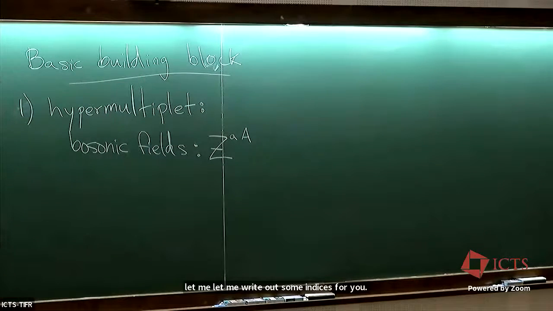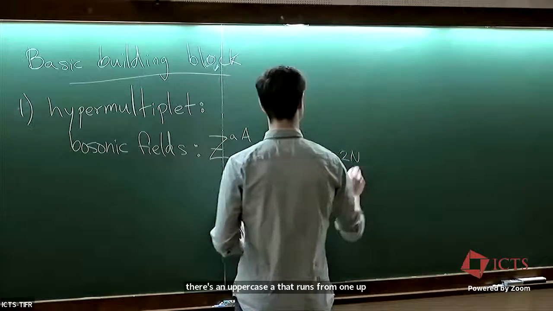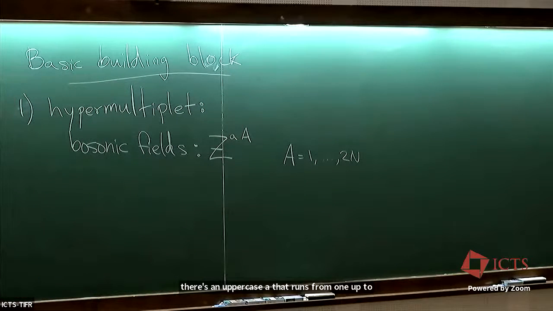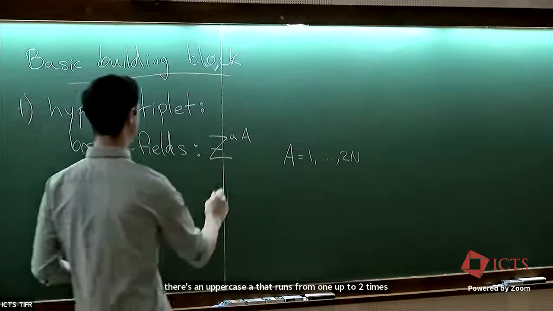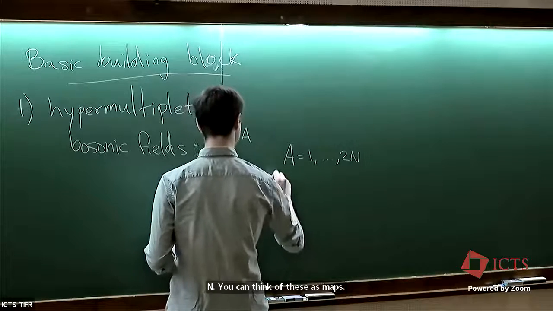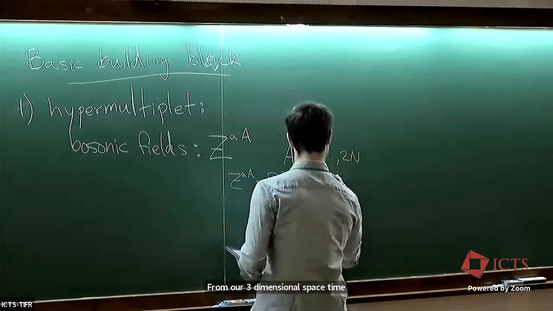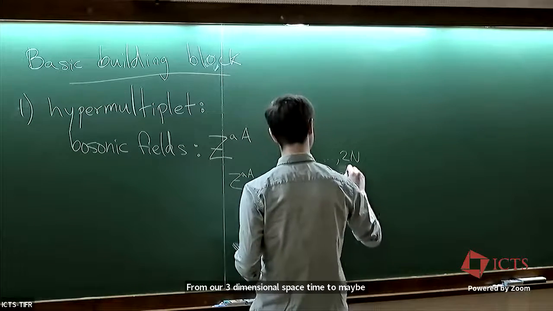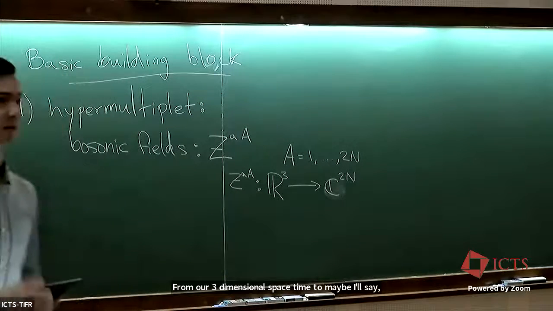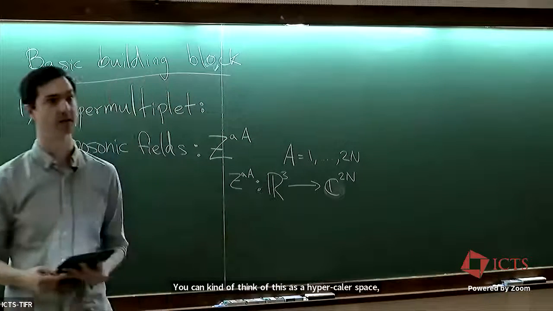There's going to be a lowercase a, that's this SU2 Higgs index. And then there's an uppercase A that runs from 1 up to 2n. You can think of these as maps from our 3-dimensional space-time to, maybe I'll say, C to the 2n. You can think of this as a hyperkähler space, and this A index is some sort of symplectic index, if you will.